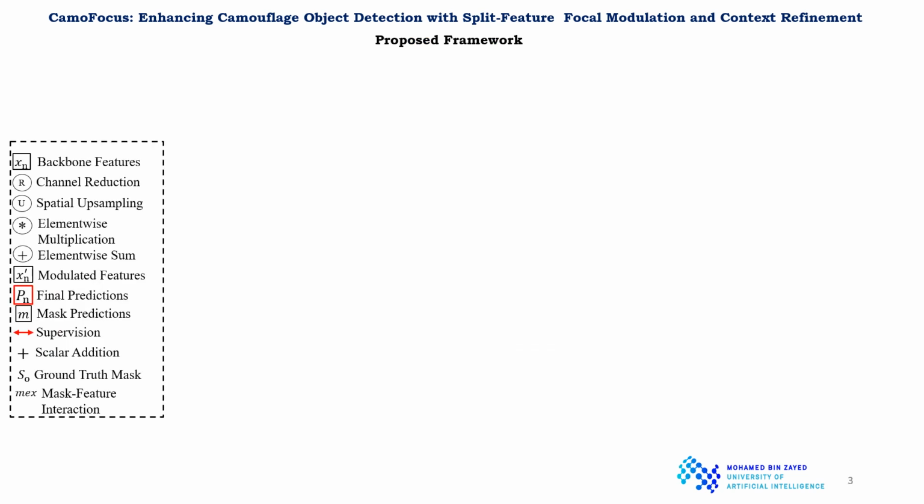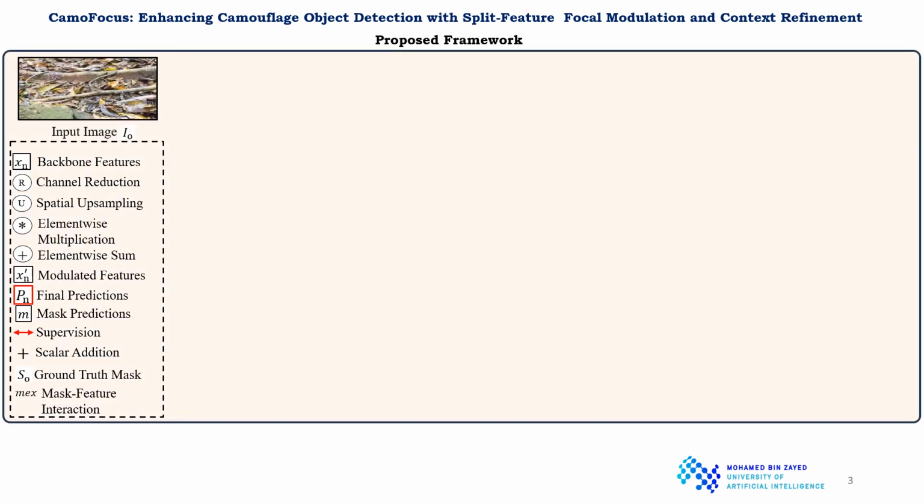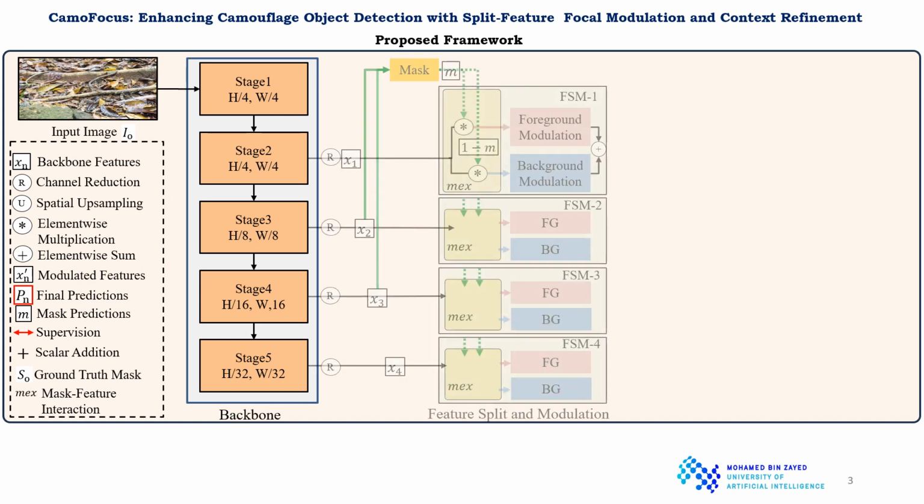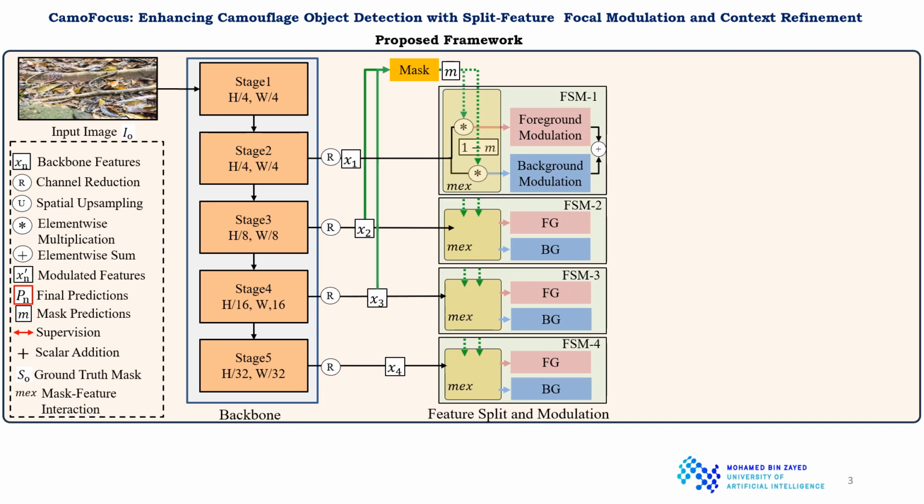Here comes the proposed framework. The proposed framework comprises a backbone that extracts features from the input image at various stages, each characterized by distinct spatial resolution and channel depths. Beginning with the primary features in stage 1, subsequent features undergo channel reduction involving 1-by-1 convolution layers followed by batch normalization and ReLU activation. The mid-level features X2 and X3 undergo a mask function, generating a mask that interacts with the features in the FSM blocks to emphasize background and foreground elements.